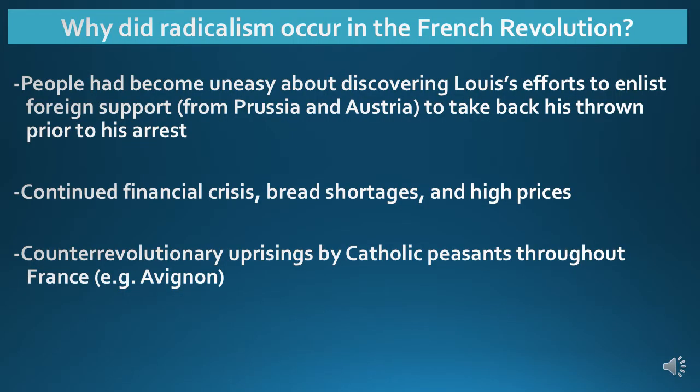Come 1792, the moderate phase of the French Revolution began to morph into a more extreme and radicalized phase. The financial crisis and bread shortages were not completely fixed. The National Assembly was also dealing with counter-revolutionary uprisings by nobles and devout French Roman Catholics who had been victimized by the moderate phase of the revolution.